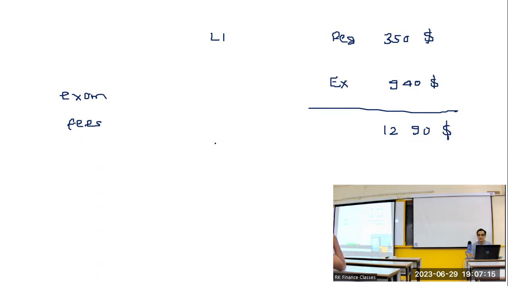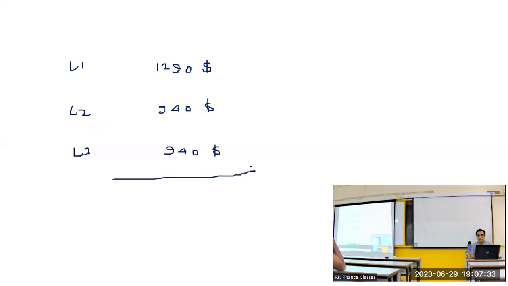And for level 2, it will be only the exam fee, and for level 3, it will be only the exam fee. For level 1, $1,290. For level 2, $940. And for level 3, $940. So approximately, in terms of rupees, the total fees will come to something around 2.60 lakh rupees, which is huge.